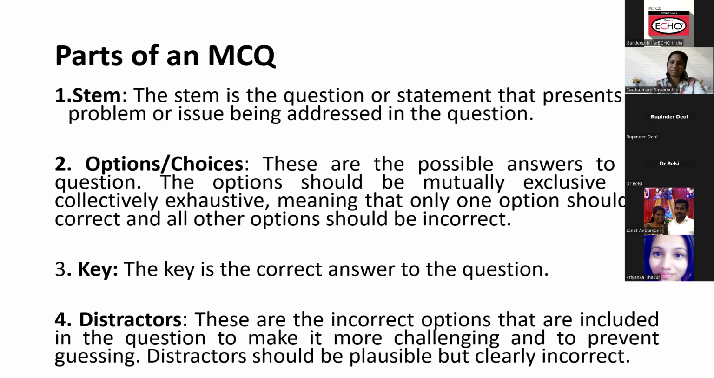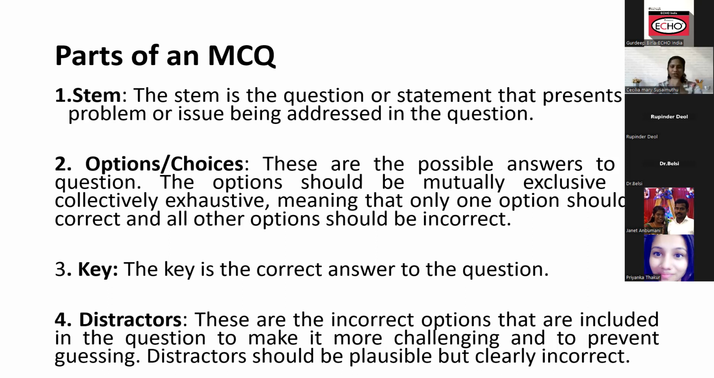Then options or choices. Options or choices are the possible answers for the question. The options should be mutually exclusive, collectively exhaustive, meaning that only one option is correct and all other options should be incorrect. This is very important. For example, for MCQs we will have 4 choices, sometimes 5 or 6 choices. Whatever is the choice, it should be mutually exclusive, or in certain types, we have more than one correct answer. So according to the type of MCQ that is being formulated, the options or choices should be kept.